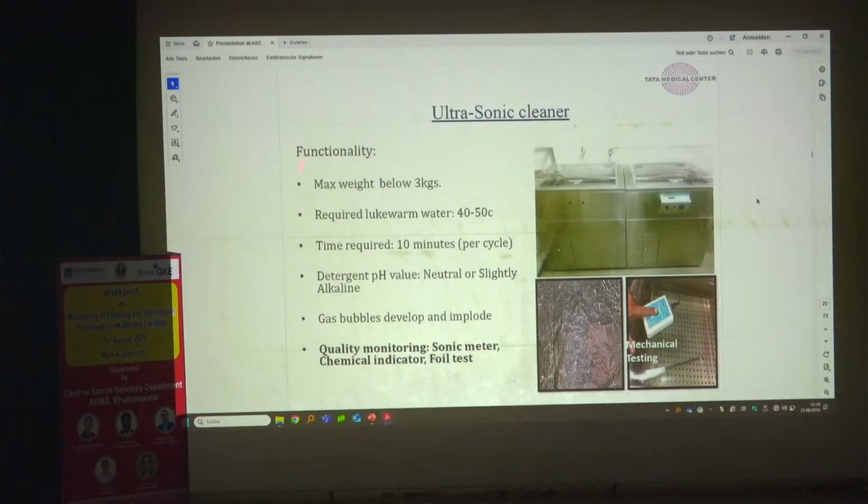In that case, the maximum load should be 3 kg, lukewarm water is required, the time required is 10 minutes, which is automatically selected, and the detergent is neutral or slightly alkaline. Gas bubbles are there because there are many transducers inside this. Through these transducers, it vibrates, and quality monitoring is done by the sonic meter, chemical indicator, and foil test.